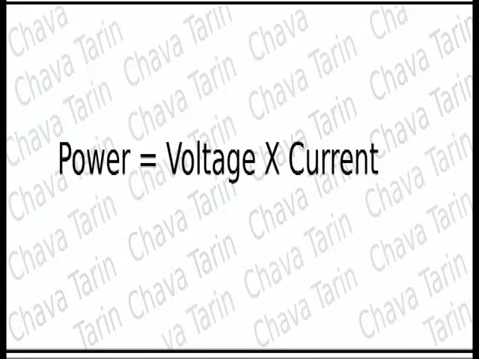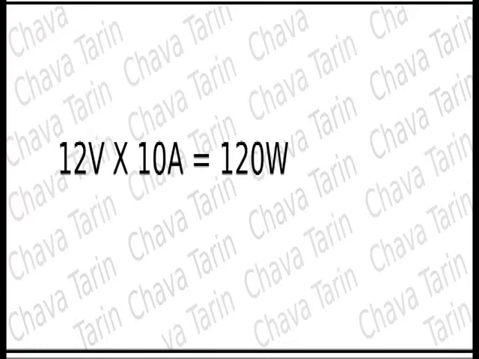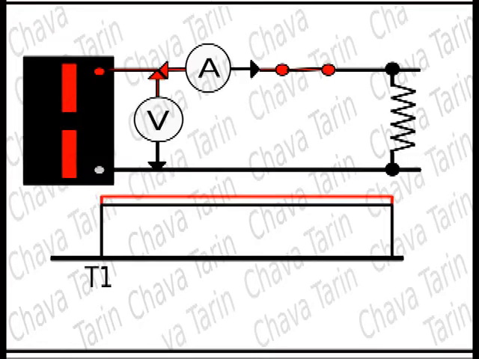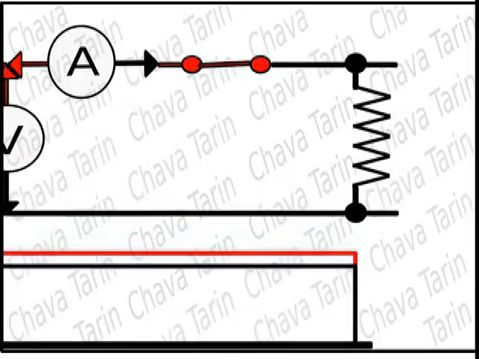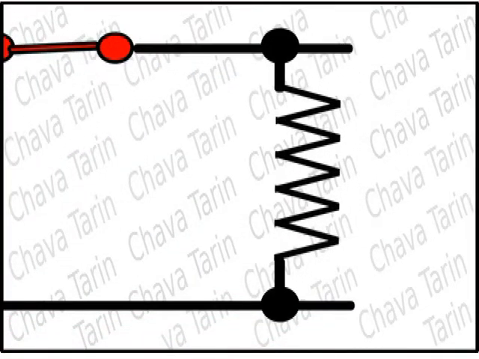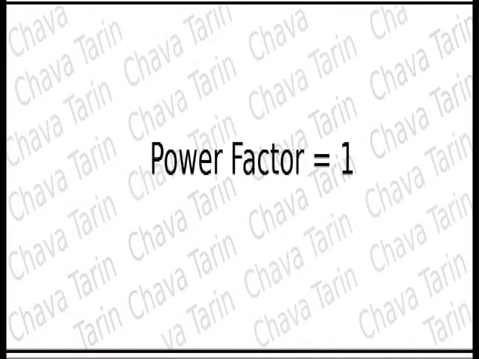To calculate the power present in our circuit, we multiply the voltage of the battery times the current flowing in the circuit. 12 volts multiplied by 10 amps gives us 120 watts. Keep in mind that in order to calculate the watts in this way, it is necessary that the current and the voltage are turned on and off at the same time. In the case of a purely resistive load, it is said that the power factor has a value of 1.